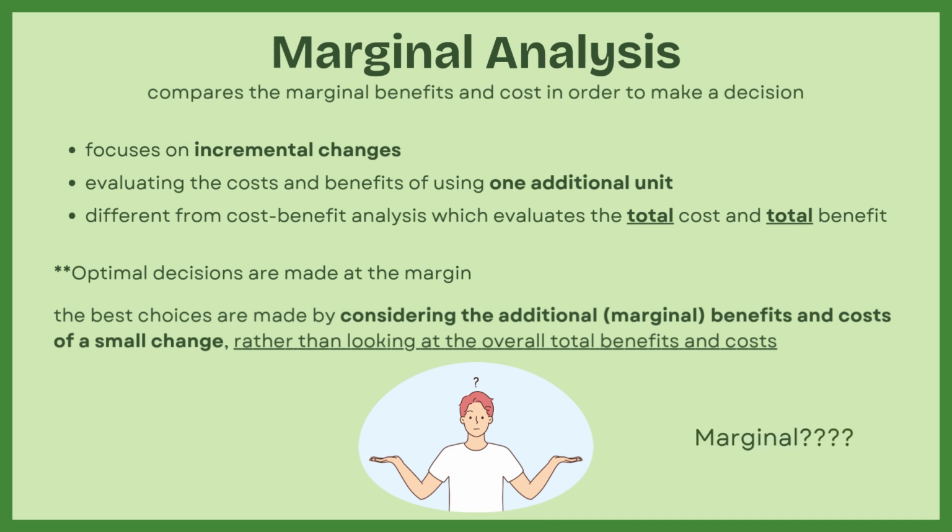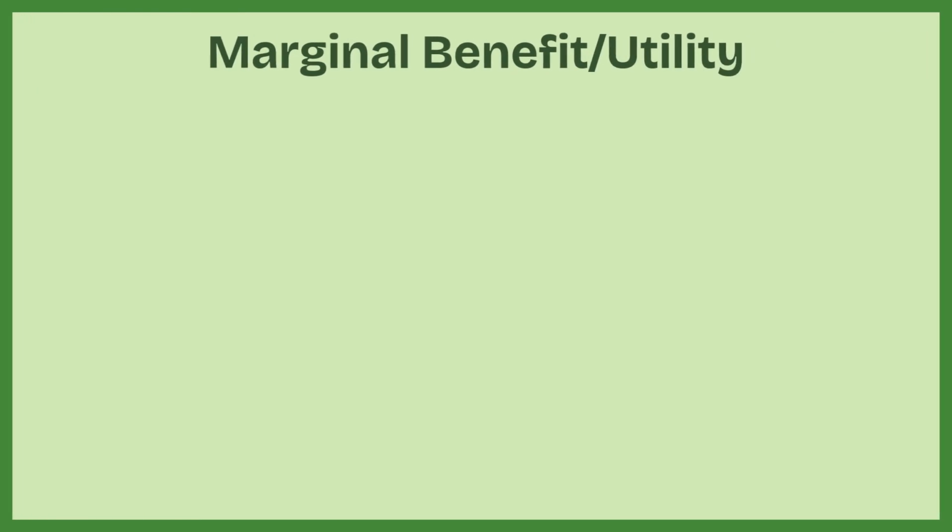We've been using the word marginal a lot, but what does it mean? In terms of this topic, marginal means the change in the total. So marginal benefit/cost would mean the change in the total benefit/cost. Marginal benefit or marginal utility, these words can be used interchangeably, is the extra satisfaction a consumer gets from consuming an additional unit. Let's see an example.